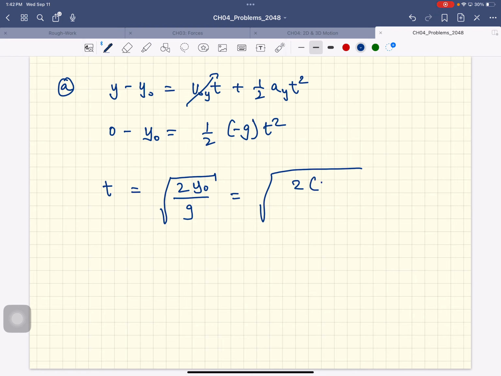So that is the square root of 2 times 1 meter divided by 9.8 meters per second squared. And again, the meters cancel, the seconds squared, and the square root of that will be in seconds. So that was the time of flight.